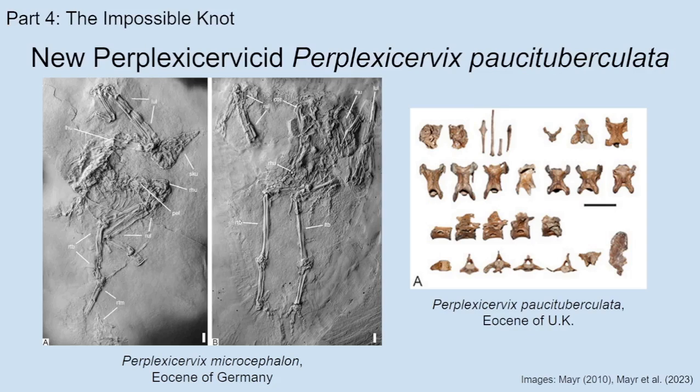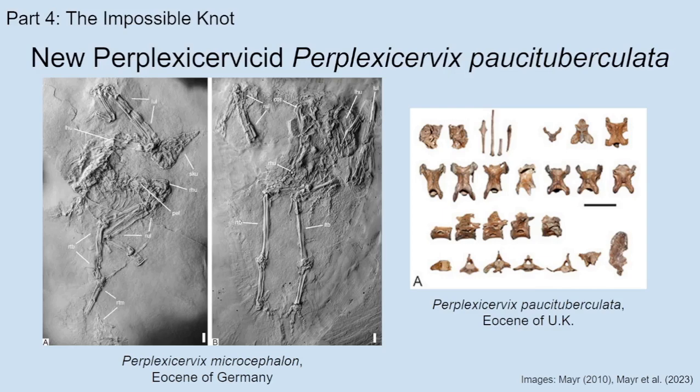And people did notice these long ago on certain fossil birds from the Messel. They pointed out that, oh, yeah, these birds have weird bumps on their neck vertebrae, or a more technical term would be tubercles on these vertebrae. And we don't see these in any living birds.